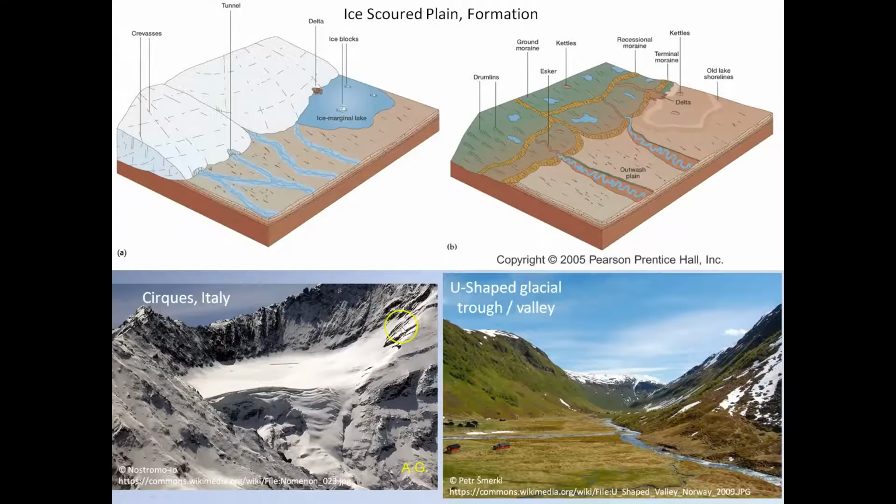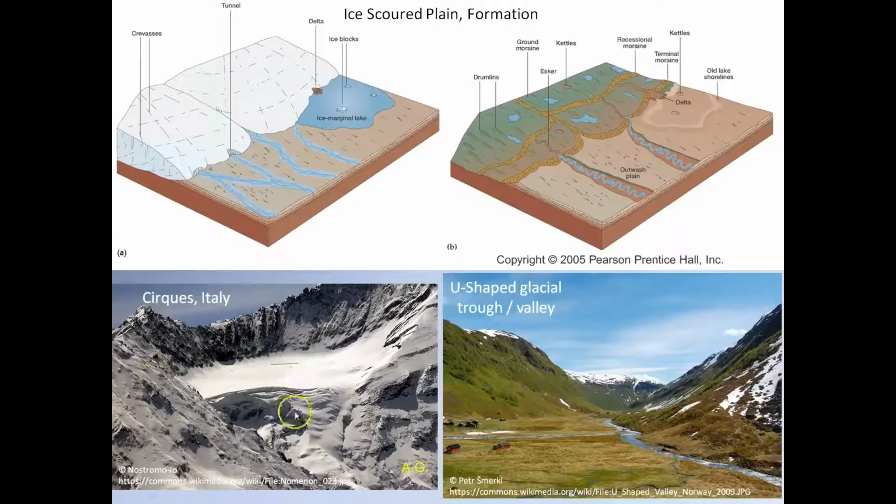So this is an example of a cirque here. Cirques will typically form on the edges or on the sides of mountains. A cirque essentially is a very small glacier. It doesn't flow for miles and miles and miles. This distance here maybe will be a few kilometers.